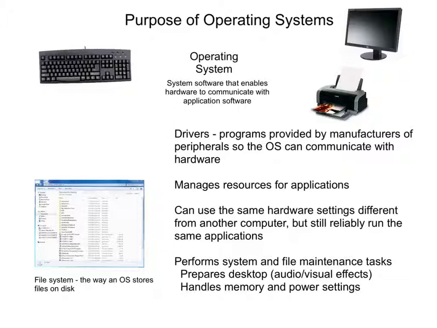Number 3, the third purpose of an operating system. It performs maintenance tasks, system maintenance tasks. Some of those tasks would be A, preparing your desktop. Prepares your desktop for you. B, it also manages your visual and your audio. It also handles memory. And it maintains your power settings.